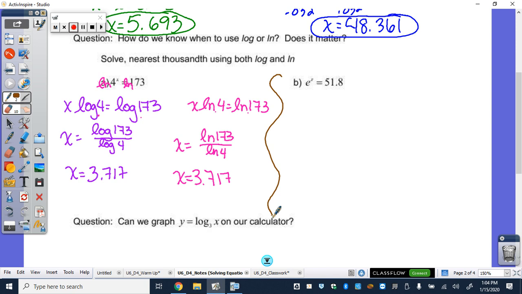Let's see if it holds true when your base is already an e. So let's start off with log. I'm going to take the log of both sides. So the log of x times the log of e equals the log of 51.8. So divide by the log of e. Use your calculator and let's see what we get for a decimal.